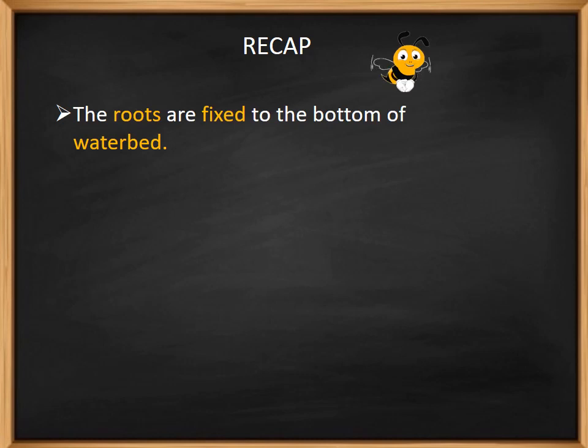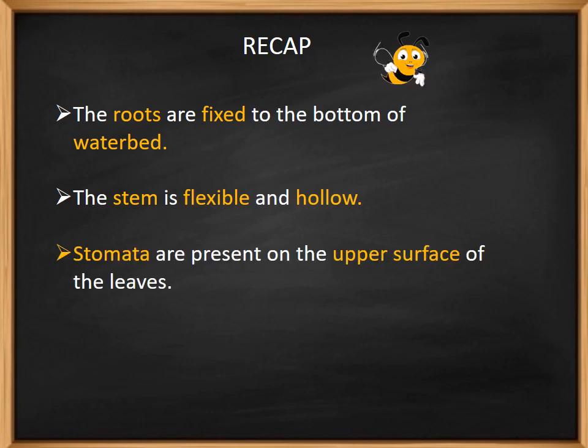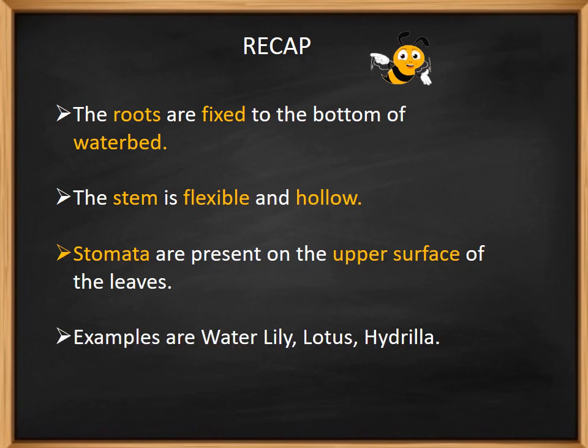So children, are you ready? Can you tell me the features of the fixed plants? Yes, right. The roots of fixed plants are fixed to the bottom of the waterbed. The stem is flexible and hollow. The stomata of these plants are present on the upper surface of the leaves. And the examples of such plants are water lily, lotus and hydrilla.